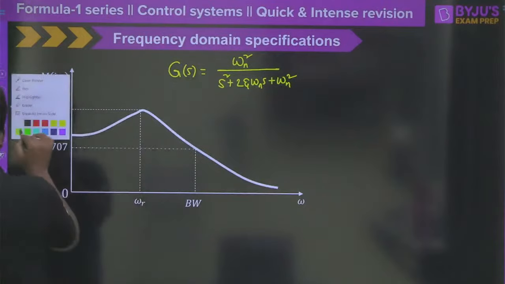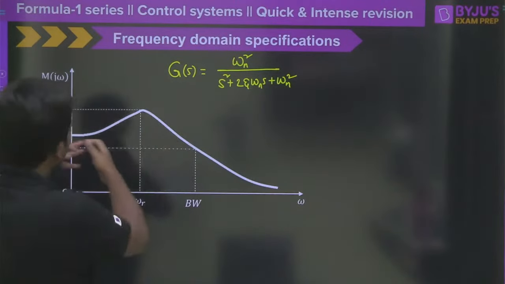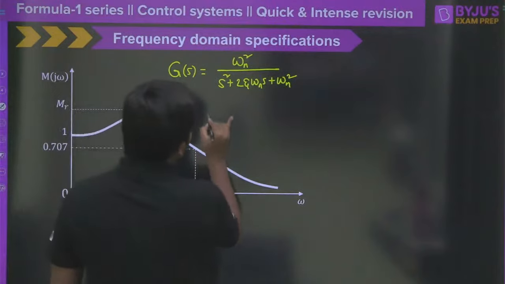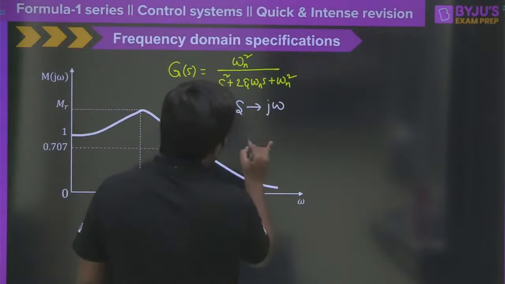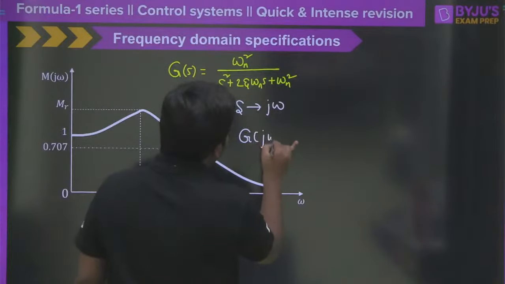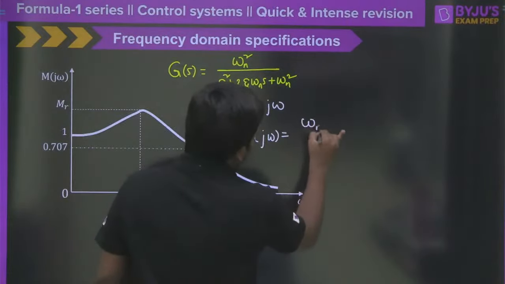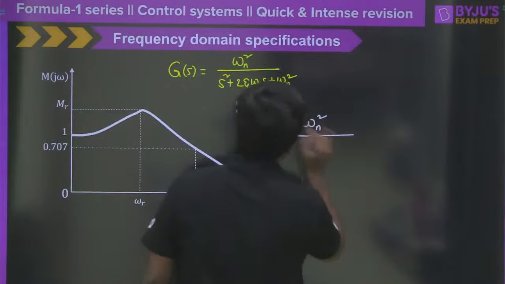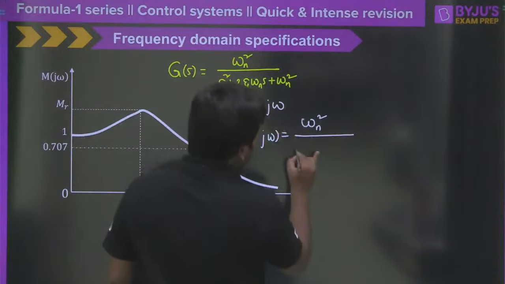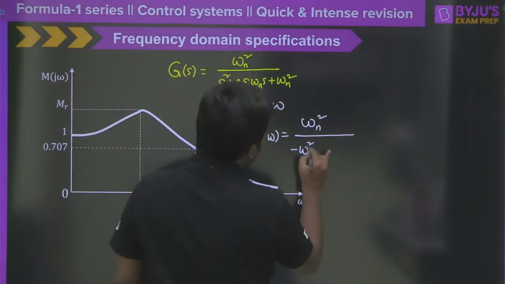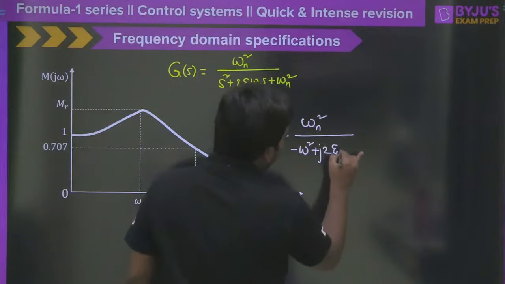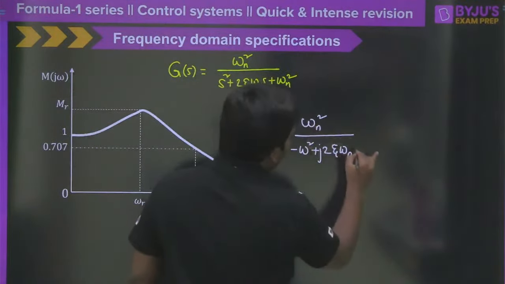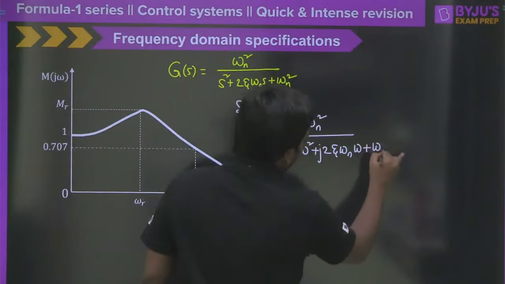Now look at the beauty of this. What do we call the magnitude here? Suppose I replace s with j omega here, and I'm very sure you will get G of j omega equal to omega n square, and when I substitute j omega it becomes minus omega square, plus 2 into j into zeta omega n into omega, and of course plus omega n square, correct?